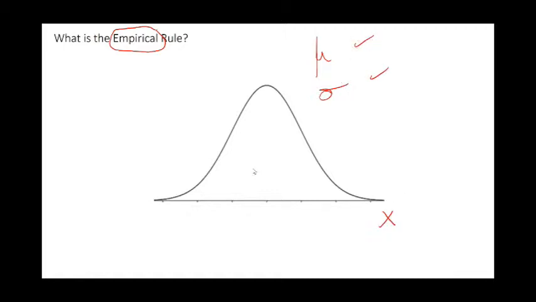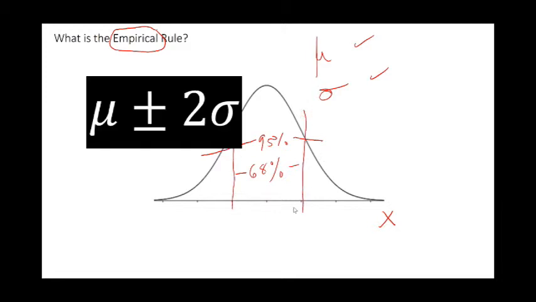So about 68% of everything in the data set will be within one standard deviation of the mean. About 95% will be within 2 standard deviations of the mean. So if you think about this curve as being 100% of things, whatever it is, about 68% of things will happen within 1 standard deviation, and about 95% within 2 standard deviations.